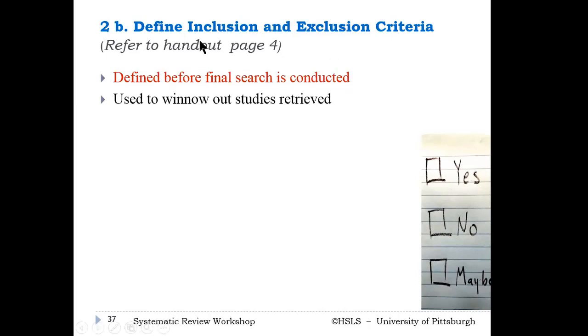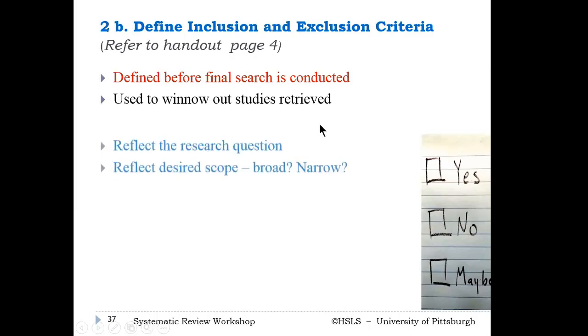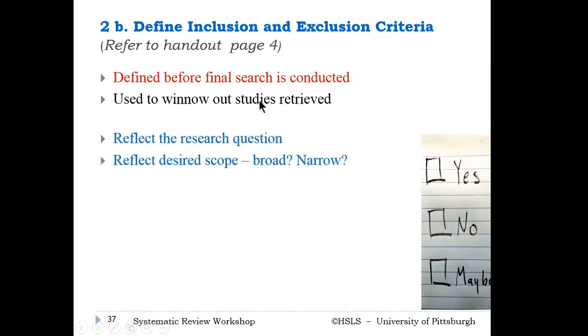So now here, what he says is this criteria should be developed before the final search is conducted. This is why we need it: to winnow out the studies retrieved. We will be retrieving a lot of articles, and we select from those, winnowing them out, right?